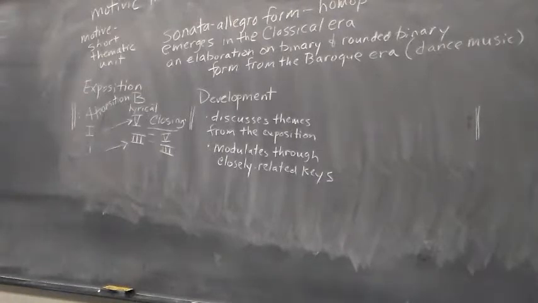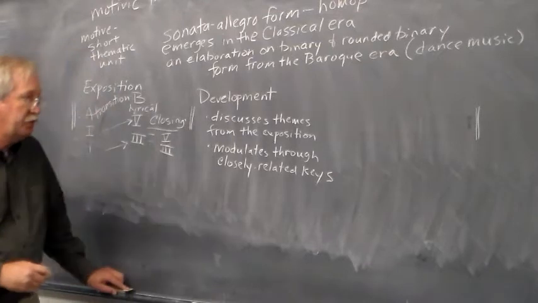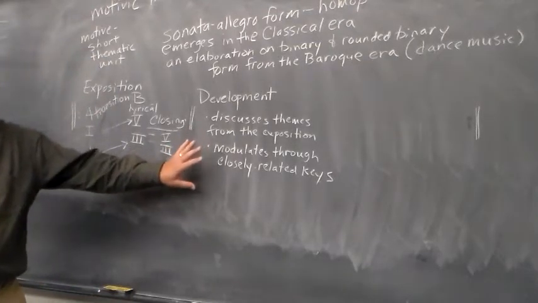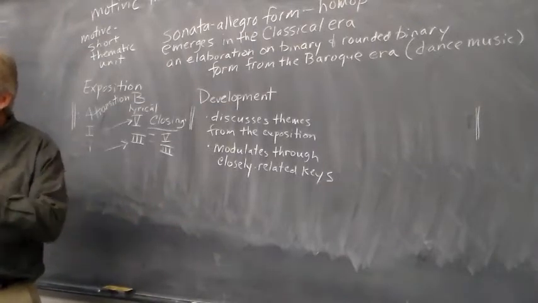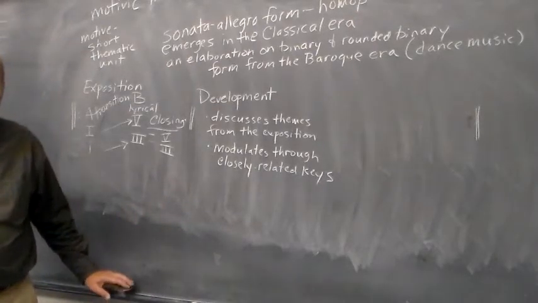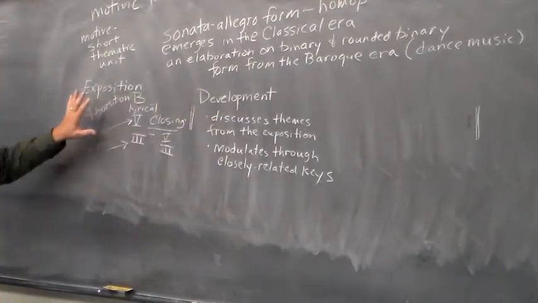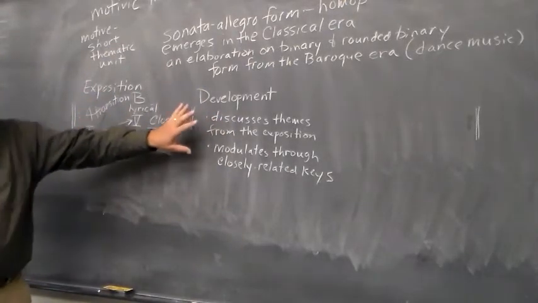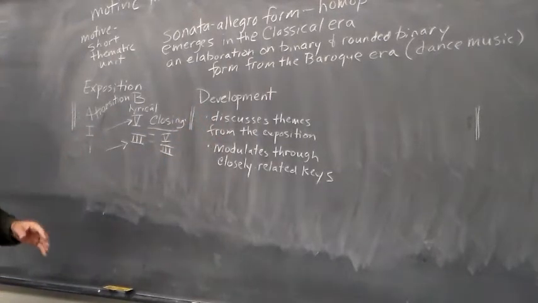So this is the second thing: it's going to modulate through closely related keys. It's not specific as far as which ones or how many, but you expect it to touch on a couple of keys at least. This section is shorter than the exposition. So this is about half to two-thirds the length, typically.